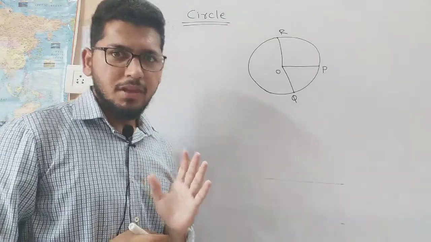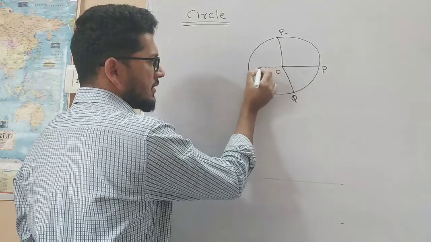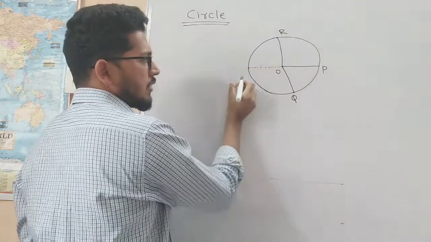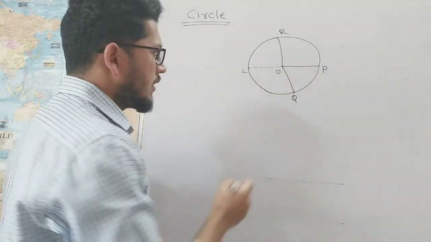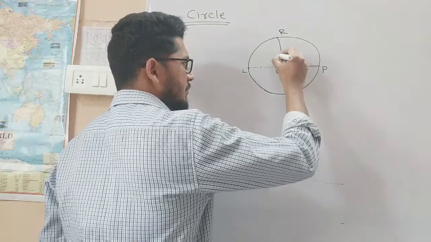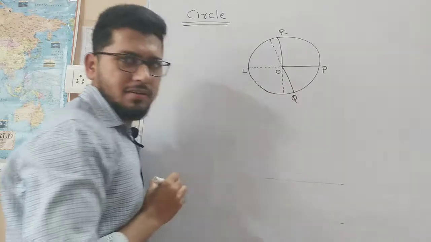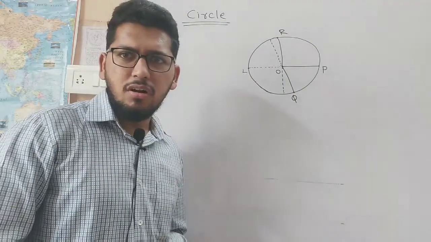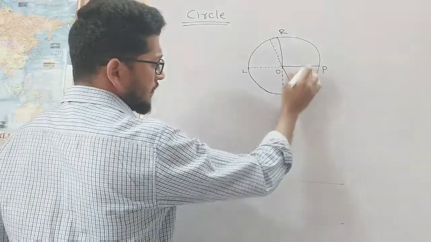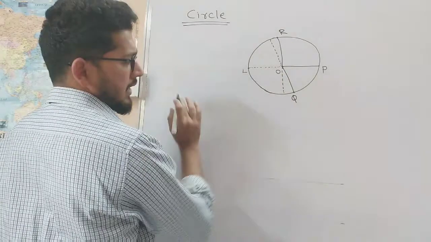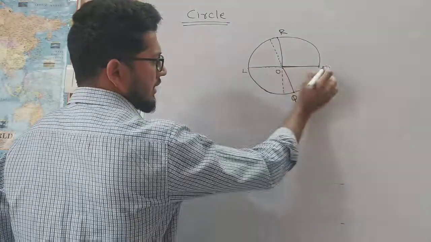What is the diameter? Diameter is nothing but twice the radius. When you extend this radius, you will get a diameter. Suppose I am taking the point here, L. So LP is the diameter. Likewise if I continue this radius, you will get a diameter. So here the radii are OP, OQ, OR and OL, and if you extend the radius, you will get a diameter. So here LP is a diameter.